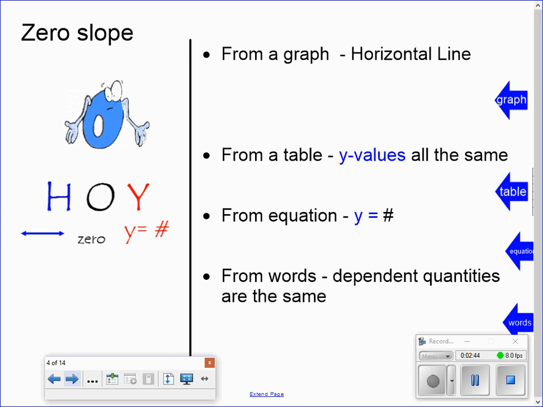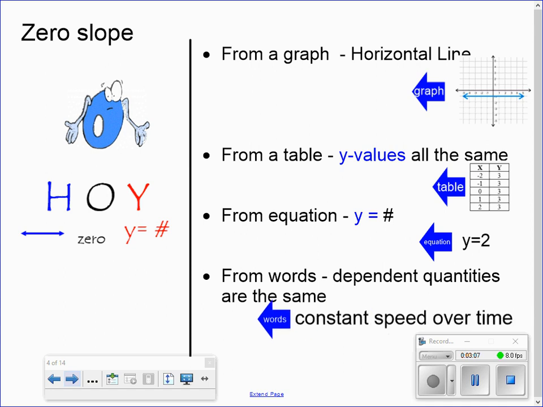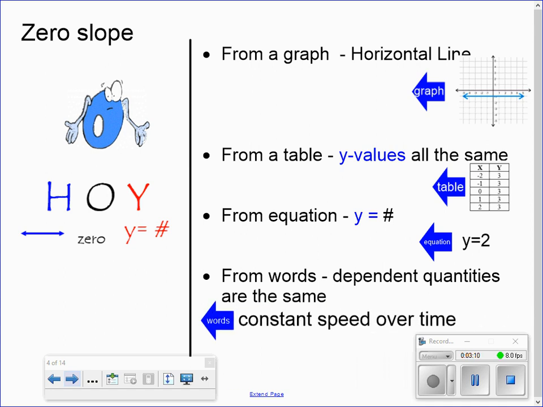When we're finding slope, recall zero slope, just to review, from a graph will be a horizontal line. When we talk about from a table, the table is going to have all of the y values being the same. If we're writing an equation for a horizontal line, it's y equals a number, wherever that number crosses the y-axis. And when we're looking at from words, the dependent quantity will remain the same. It's not going to change. So when we have a constant speed, speed is the dependent. That constant means it's not changing over time.